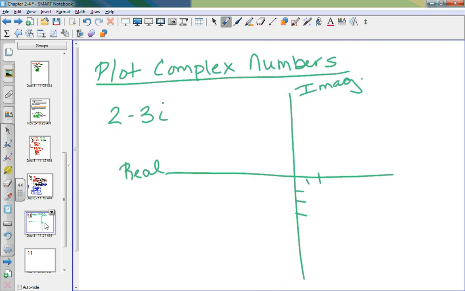Okay. How do I plot 2 minus 3i? Well, this is very easy. Your real axis is your x-axis. Your imaginary axis is going to be your y-axis. So I'm going to go to the right 2 and down 3. Bam. There is 2 minus 3i. Real hard, right? If I have negative 7 minus 2i, what do I do? 1, 2, 3, 4, 5, 6, 7. There it is. Can we see that?